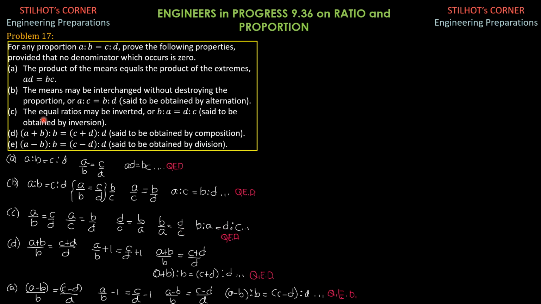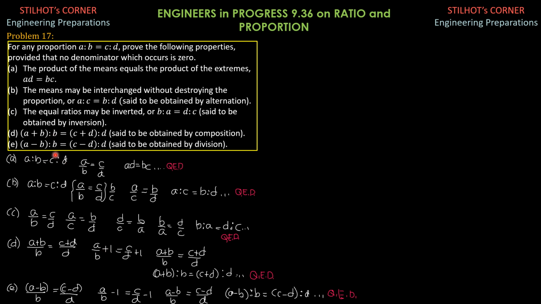Then in part D, we have to show that a plus b over b equals c plus d over d, and we add 1 to both sides of the equation. So a over b plus 1 equals c over d plus 1. By algebra, we simplify this into a plus 1 times b, so a plus b all over b. And here the LCD is d, so c over d plus 1, or c plus d over d. So that's the statement.